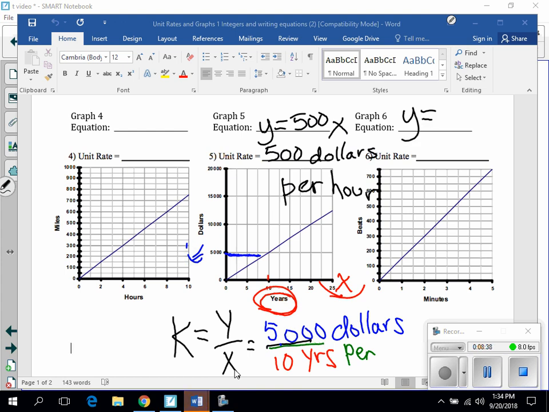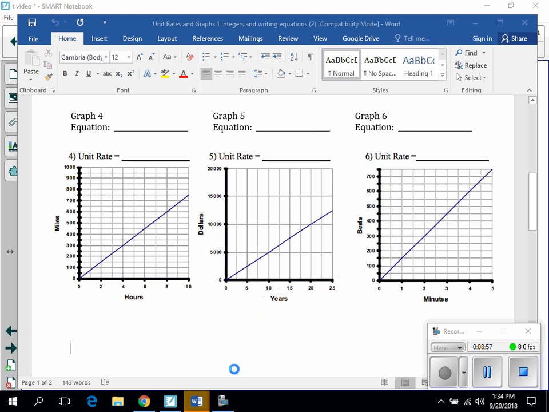Remember, all we did was fill in the unit rate in front of the x. A common mistake for students is to write y equals 500 and to forget about this x. So be very careful not to forget the x at the end of the equation. Let's clear this ink and move on to the next example.